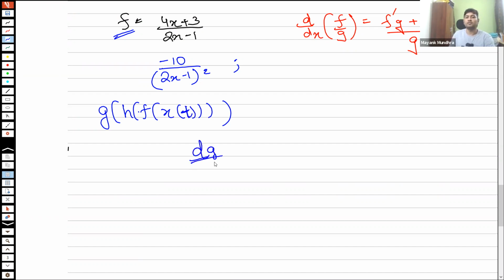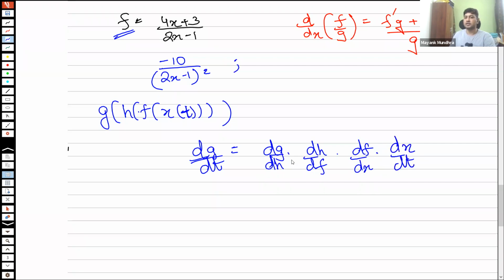If I want to find dg by dt, that would be equal to dg by dh into dh by df into df by dx into dx by dt. You see, things cancel out, although that is not how you should think that it works. It's not how it works, but you can remember it easily like that. You can verify if you're doing it correctly.